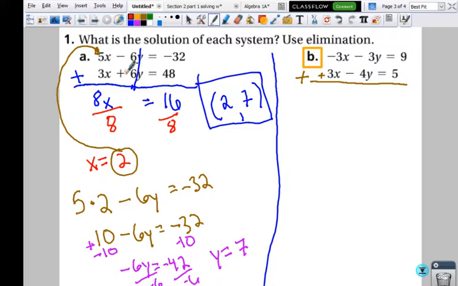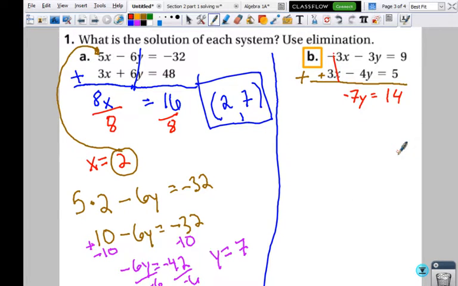Alright, let's go over this one together. Richie, what'd you say negative 3x plus 3x was? Zero. Which means it's gone, right? So I'm not even gonna write it down. Jared, what's negative 3y plus negative 4y? Negative 7y. Dylan, what's 9 plus 5? 14.